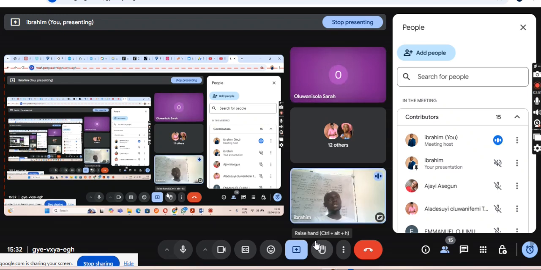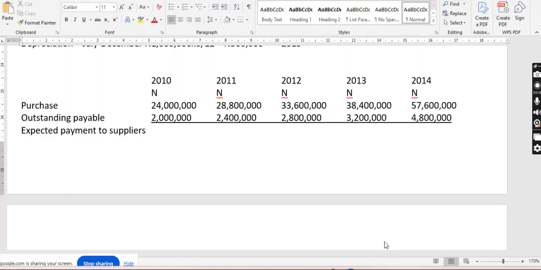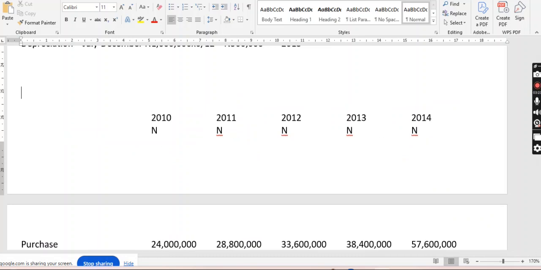If this is the total purchases, don't forget the monthly one will not be paid in that month. You remove it because it will not be paid. The annual figure is inclusive of the monthly, right? You remove it because it will not be paid in that month. That is why we say expected payments to suppliers. So what is the difference? Give me the figure.